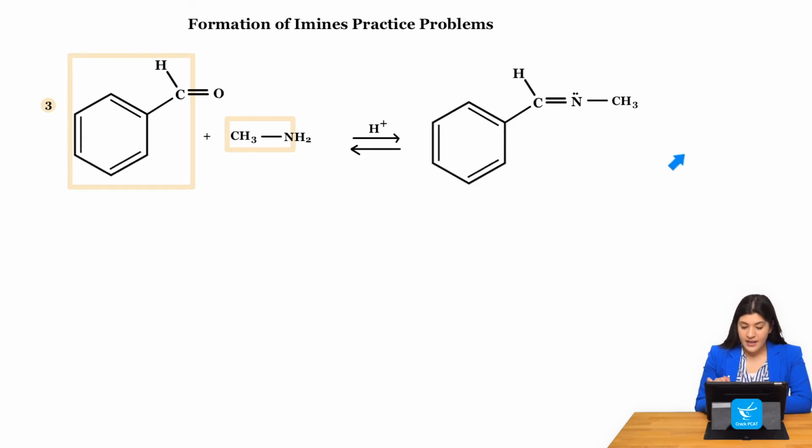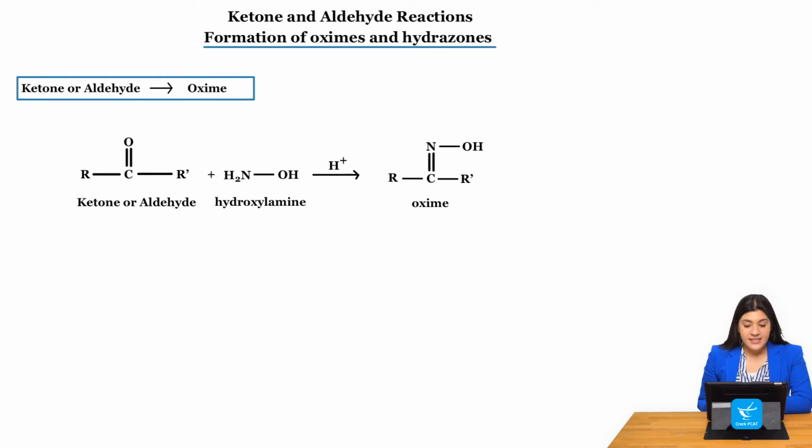So that's how we're forming that imine. Next is the formation of oximes and hydrazones. The first thing I'm going to do is add either a ketone or an aldehyde, and I have this hydroxylamine. Then I have acid, and then we're going to form this.